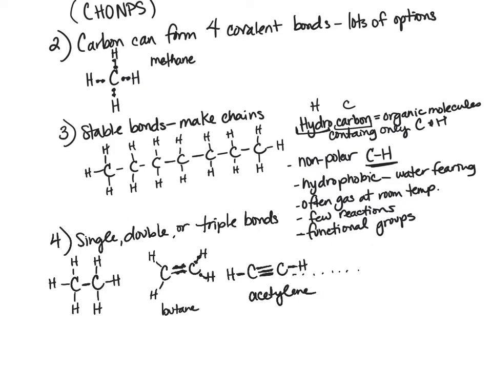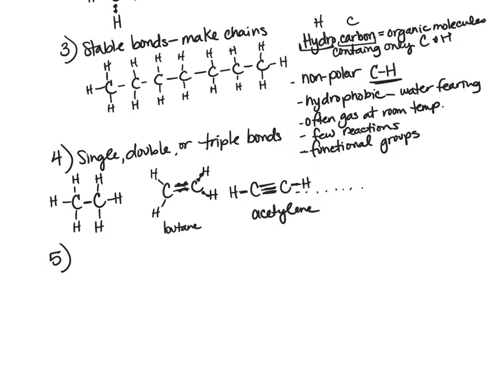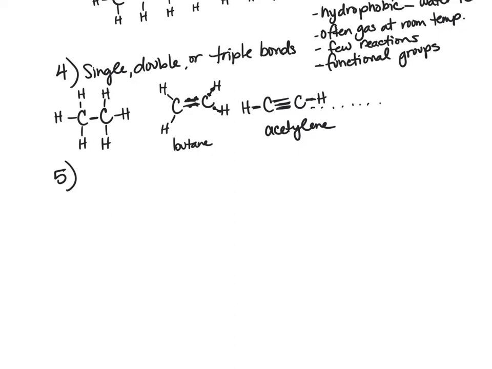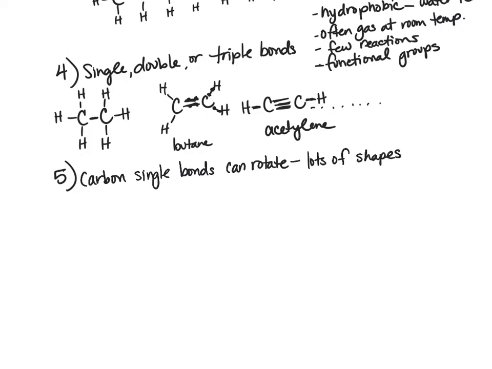And then the 5th reason why carbon is so fantastic is that these carbon single bonds can rotate. And since they allow for rotation, we can actually get lots of shapes, which is very, very helpful. So we can rotate bonds. We can have these long hydrocarbons, but then we can flip them around and turn them into rings, for example.